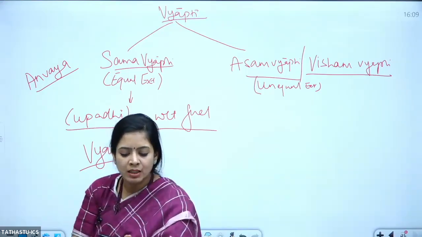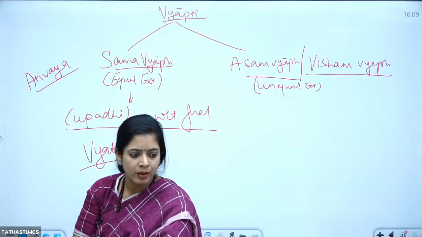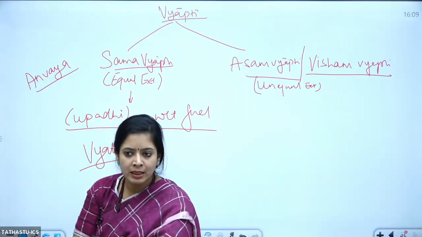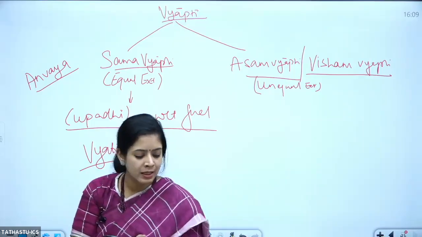ये अच्छा पहले लिखवा देती हूँ ना, ये पूरा लिखा नहीं है ना हमने. Have you written व्यभिचार ग्रह? Fourth, उपाधि निरस.